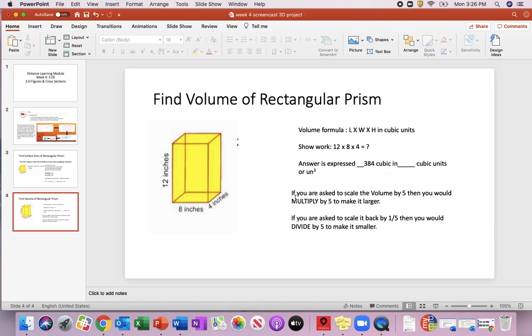Now, this bottom box here talks about question 4 and question 6, where you have to either scale up and make it larger or scale down and make it smaller. So if you are being asked to scale the volume, for example, by 5, meaning you're going to make it 5 times larger, then you would multiply to make it larger. If you are asked to scale it back by 5 or by 1/5, you would divide by 5 to make it smaller. Hopefully this answers your questions and you will know how to do the project.